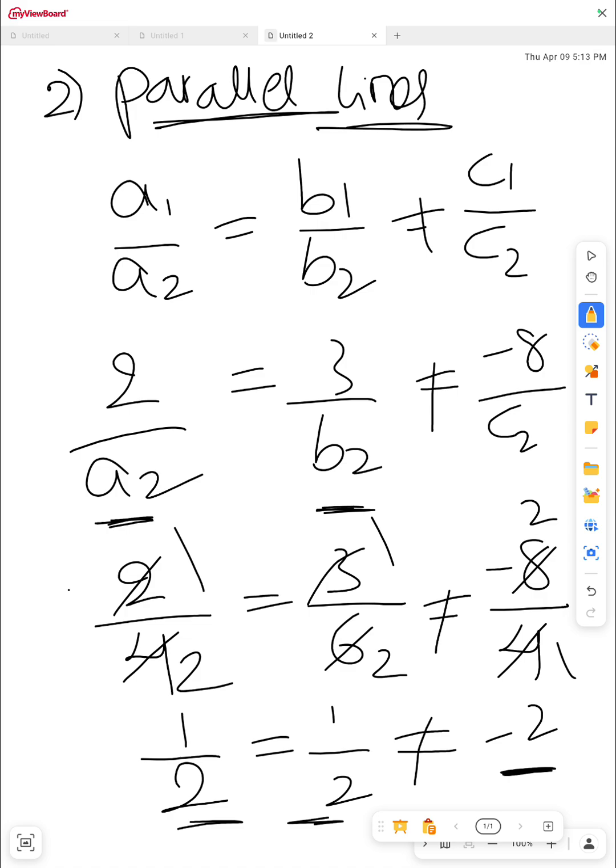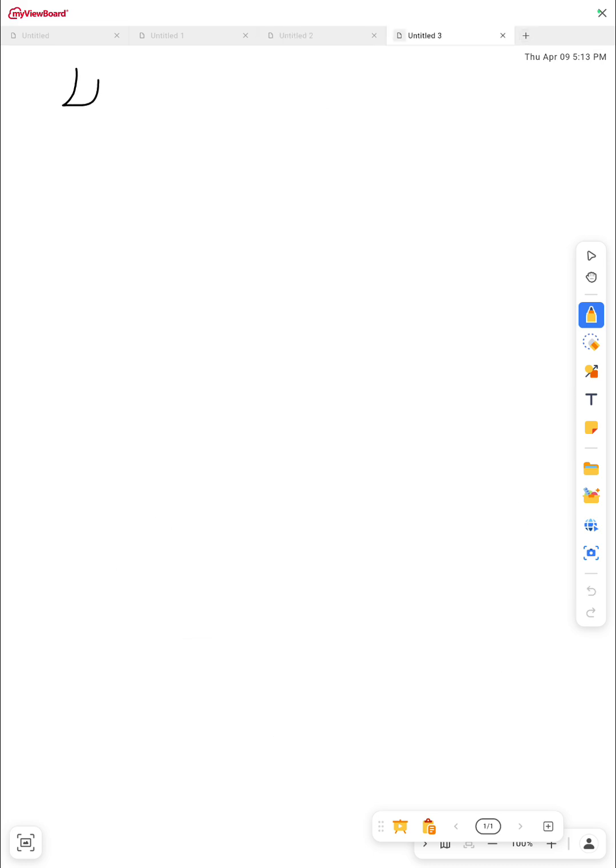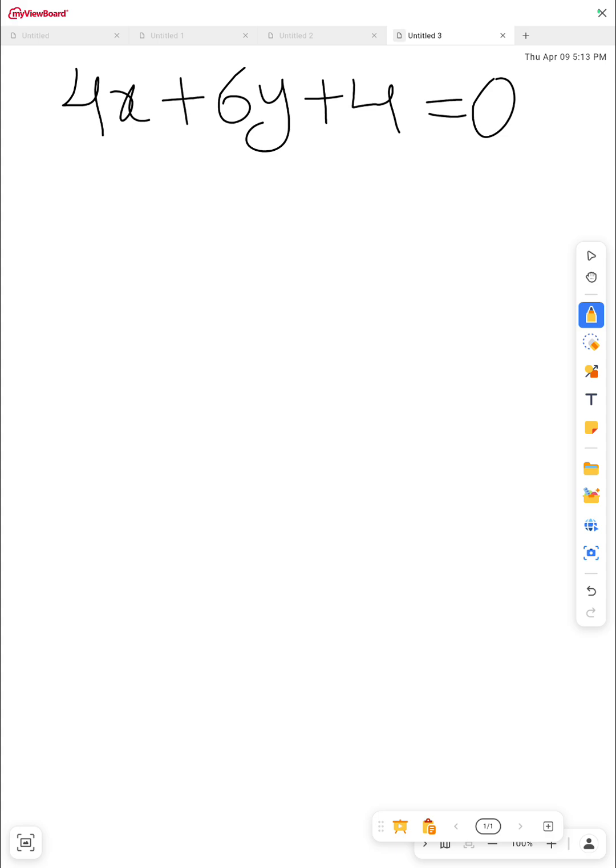Then what will be the equation here? What are the a2 and b2 values? The equation is 4x plus 6y plus 4 is equal to 0. It can be anything, so I can write it in this way.